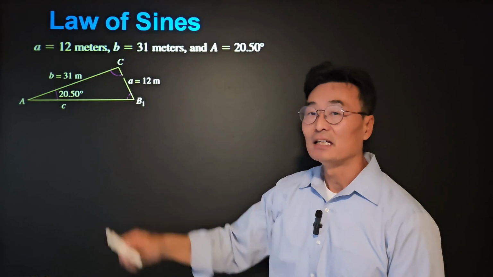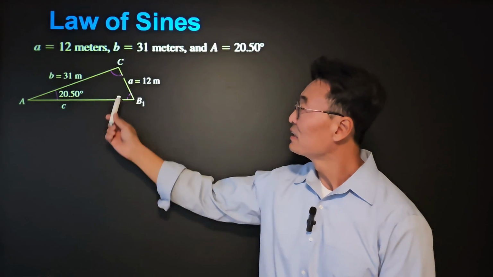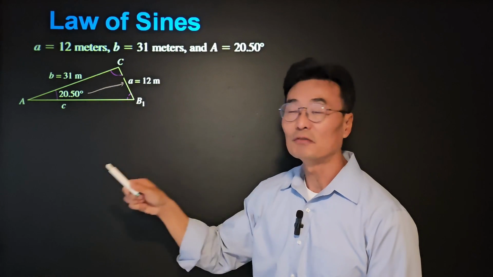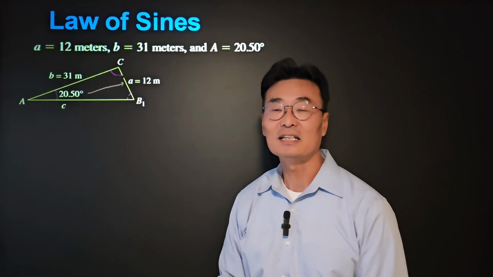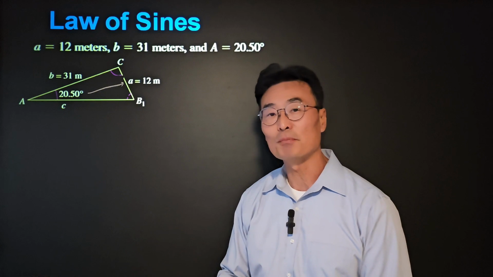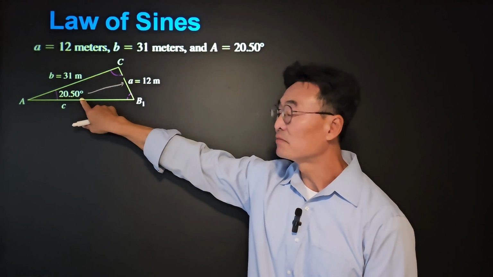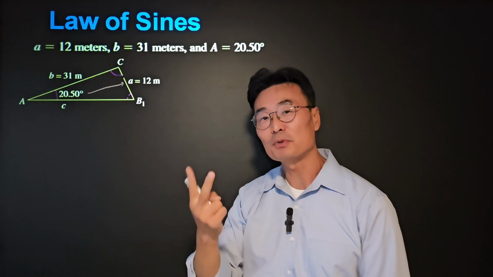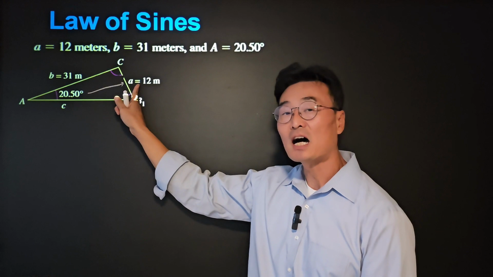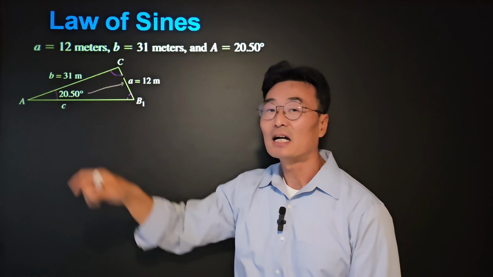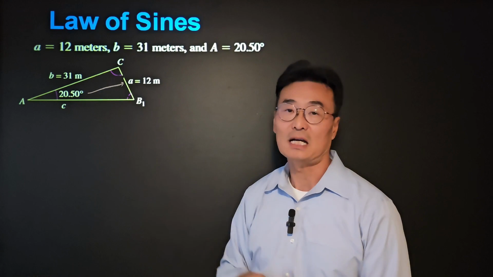Check out the side A, which is 12. Notice the opposite side of the angle that's given, meaning the 12, is less than the side opposite of the angle that's not given. In the previous example, the side opposite of the angle that was given was greater. However, this time it's the other way around, where the side opposite of the angle that's given is less than the side opposite of the angle that's not given.